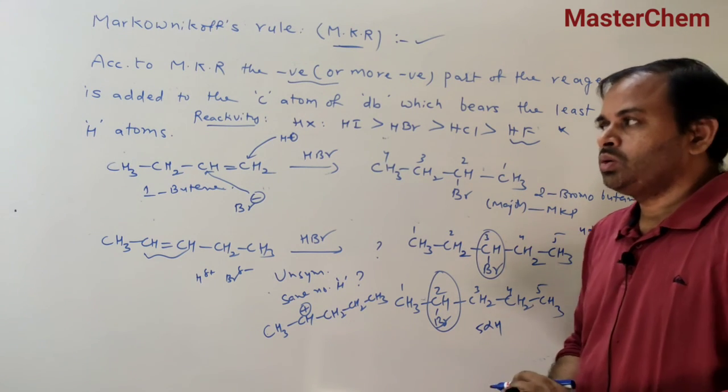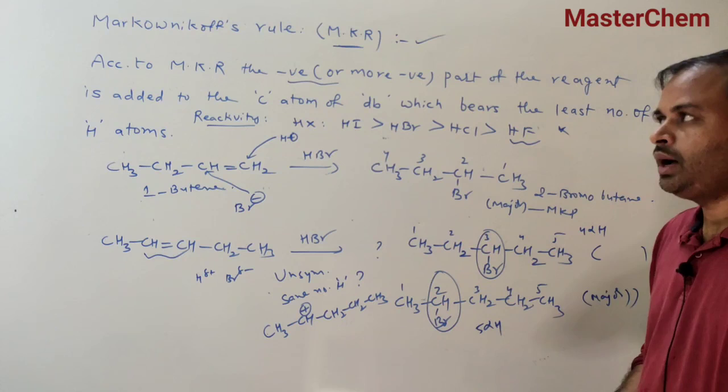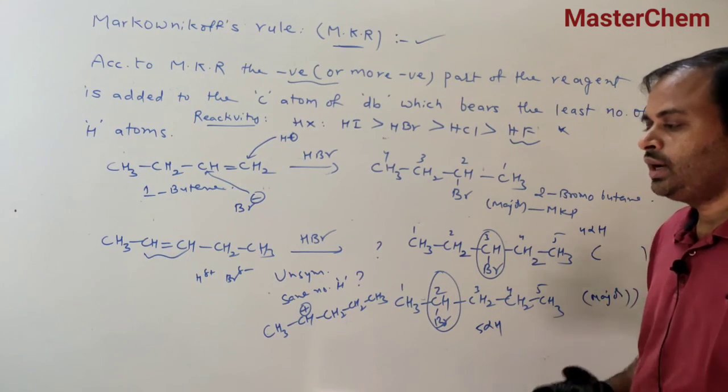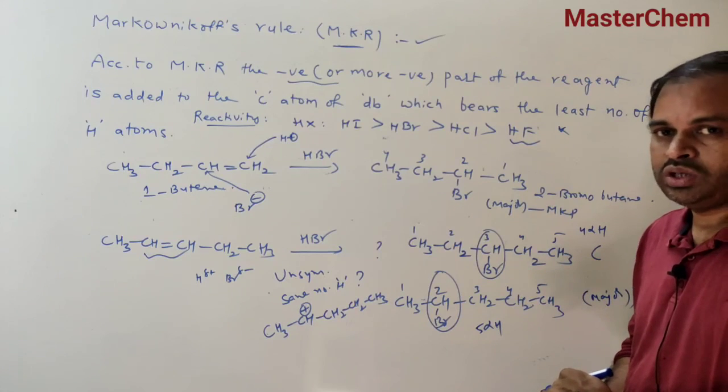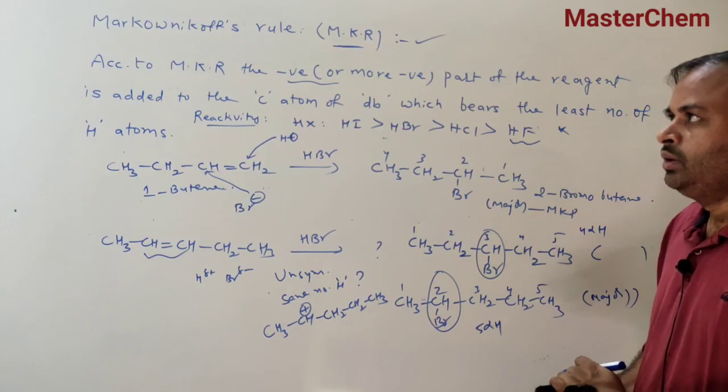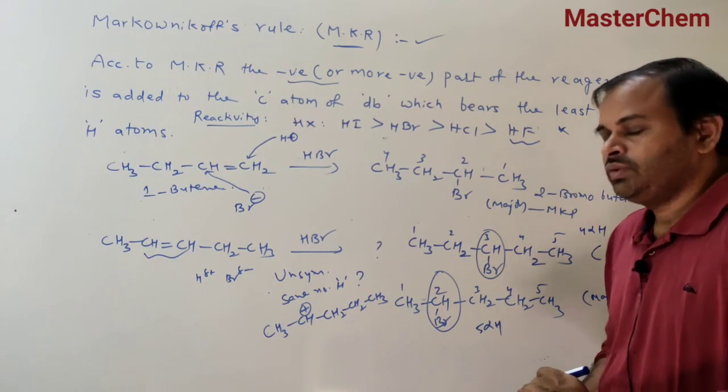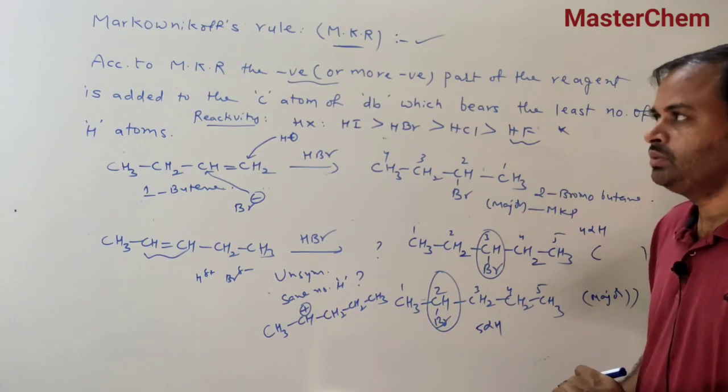So this is about Markovnikov's rule. By applying this, you can write the major product of hydrohalogenation of alkenes. It's a very, very important concept. Thank you.